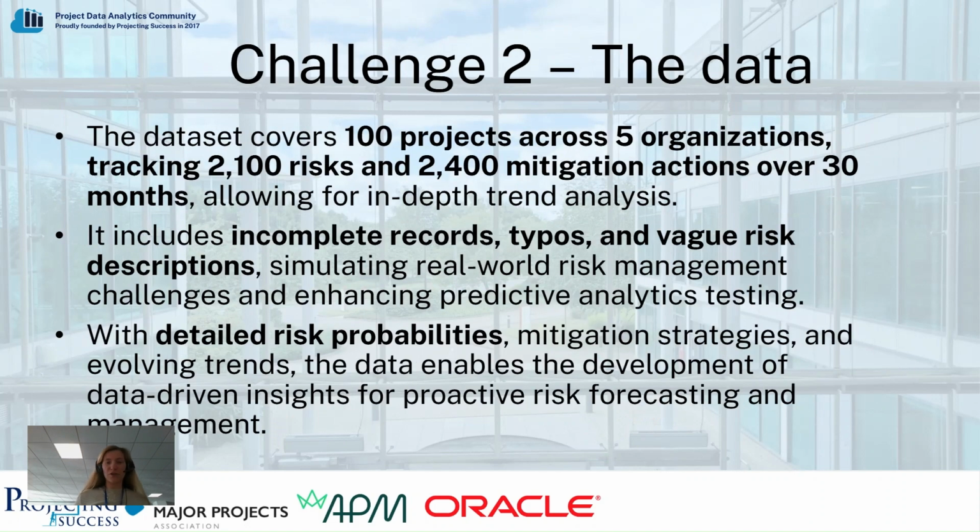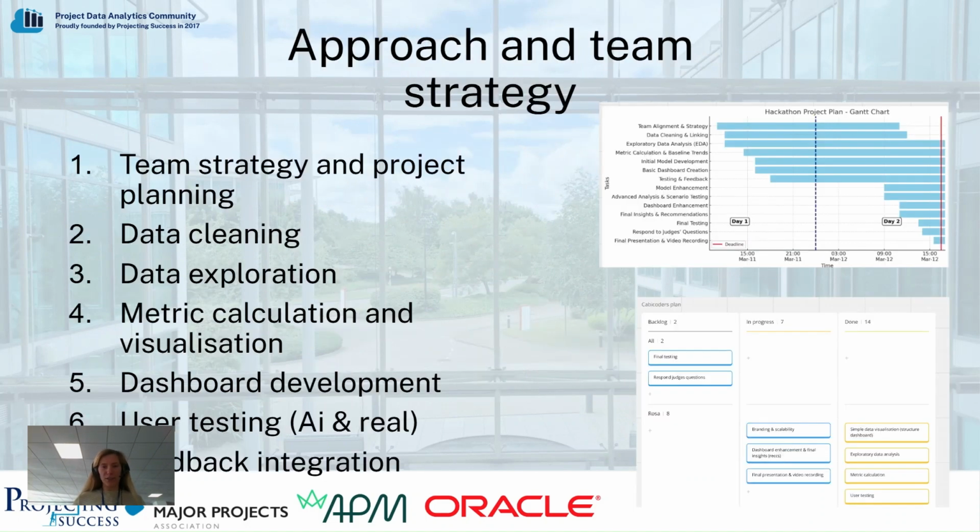It was, as I mentioned, very big, over 30,000 rows of data. And this was quite patchy. There were incomplete records, typos, and vague risk descriptions, but that's how real data is in the real world. So that was great. But we had detailed risk probabilities that help us on forecasting how we approach this challenge.